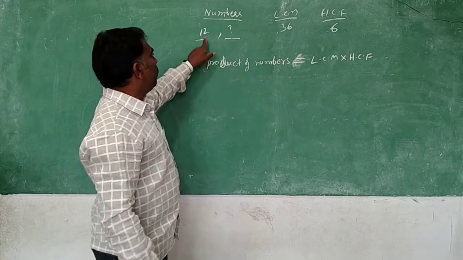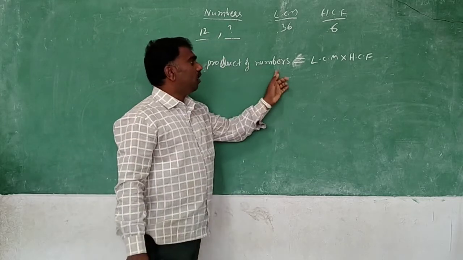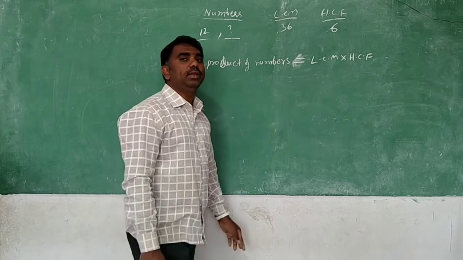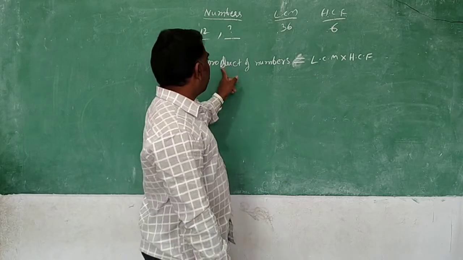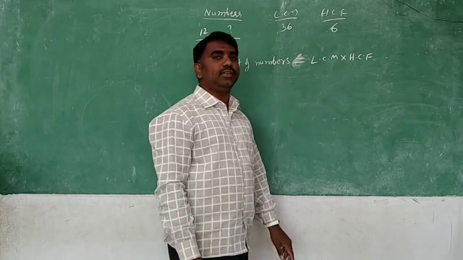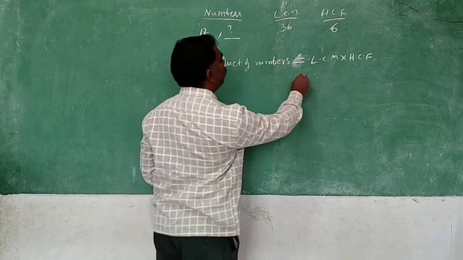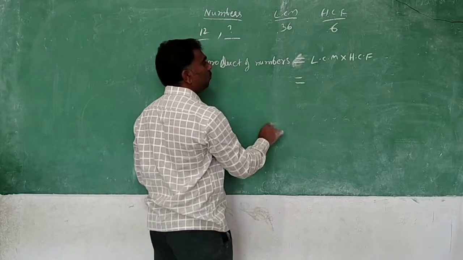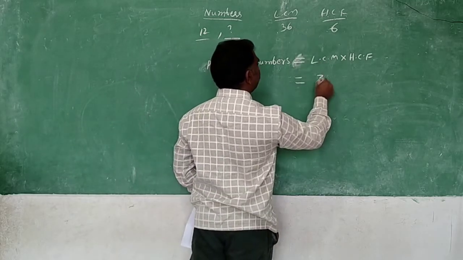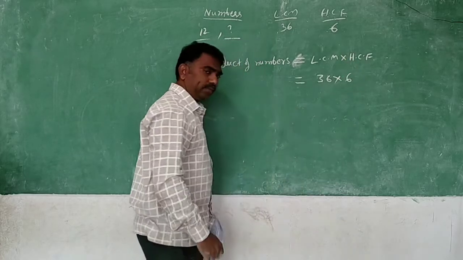One number is 12, what will be the other number? So you know the method here. Product of numbers is equal to LCM into HCF. It is the formula. Here, what do you know? Write it. Equal to LCM, I know, 36, into HCF, I know, it will be 6.